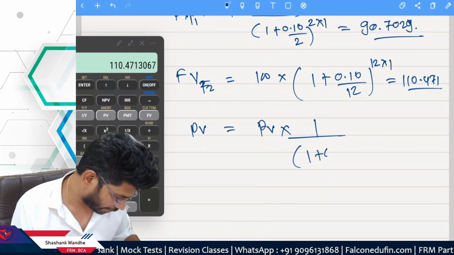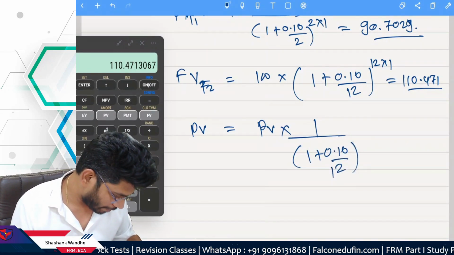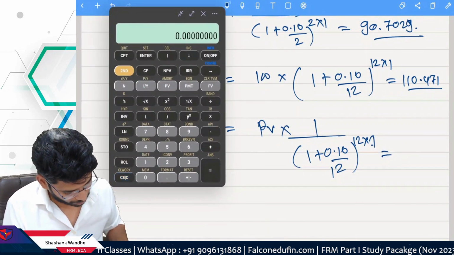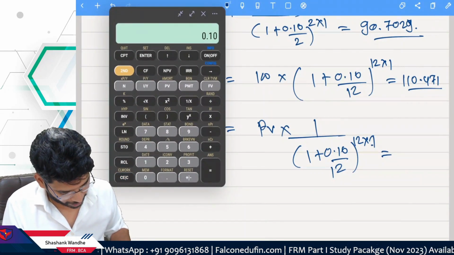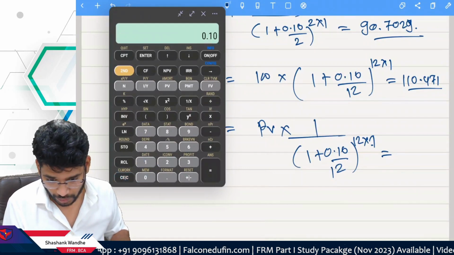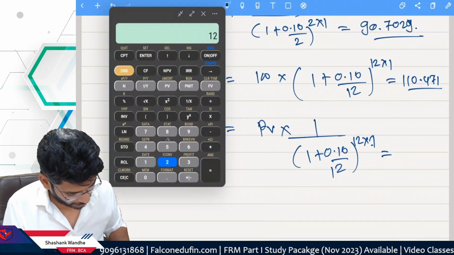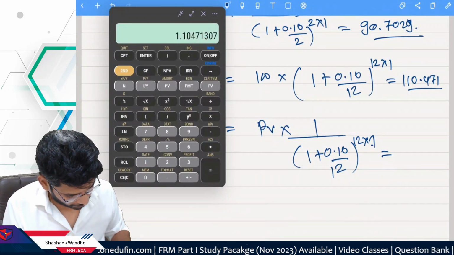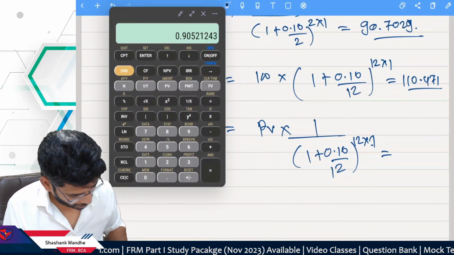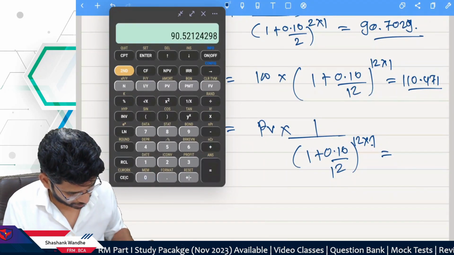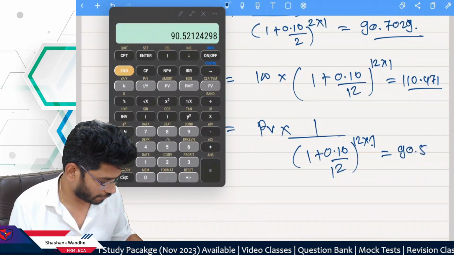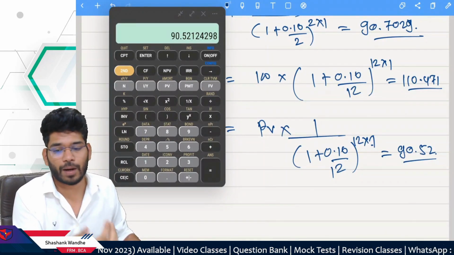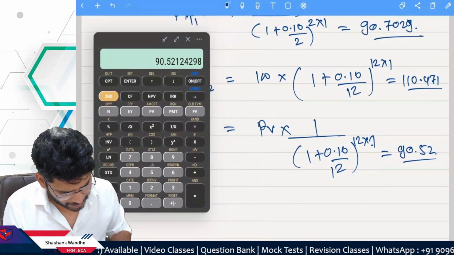Calculation of the discounting factor will go like this, to the power 12 multiplied by 1 for the 1 year, and then you have to do the calculation. So 0.10 divided by 12 plus 1, y to the power x, 12, 1 by x multiplied by 100. This is 90.52, like this. Okay, so this is the present value and the future value calculation with the compounding factor and the discounting factor. This is very simple and straightforward.